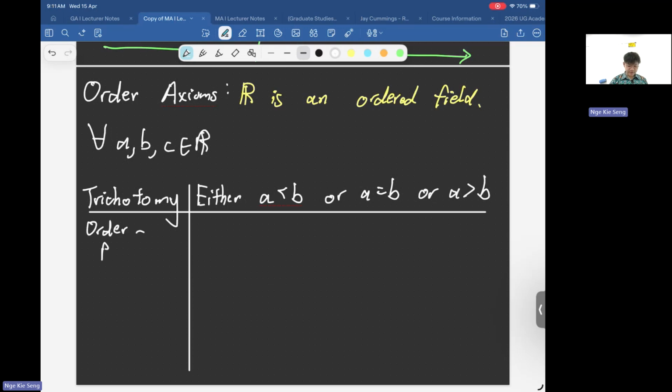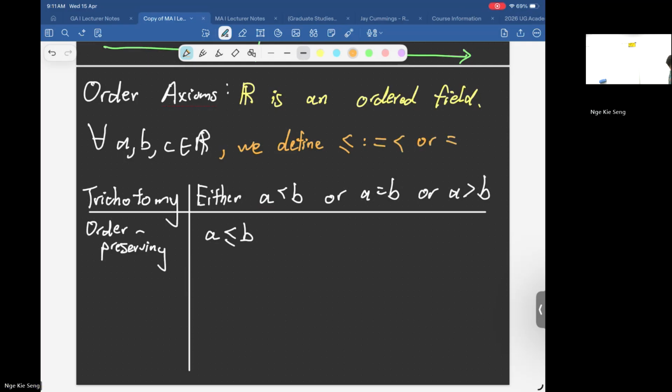The other is order preserving, meaning you need to preserve the order. Under what operation do you preserve the order? Let me define here: we define less than or equal to as either less than or equal. If A is less than or equal to B, this implies that A plus C is less than or equal to B plus C, for any C.